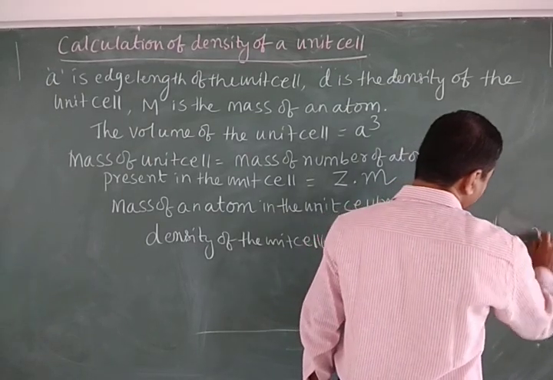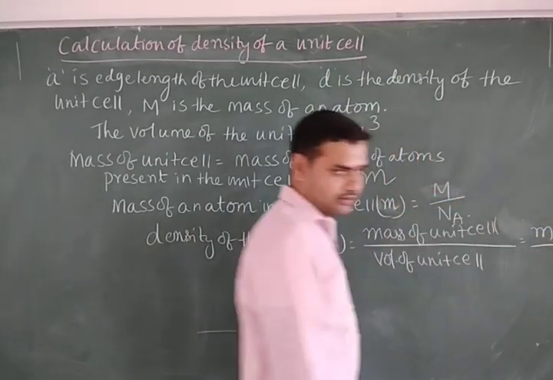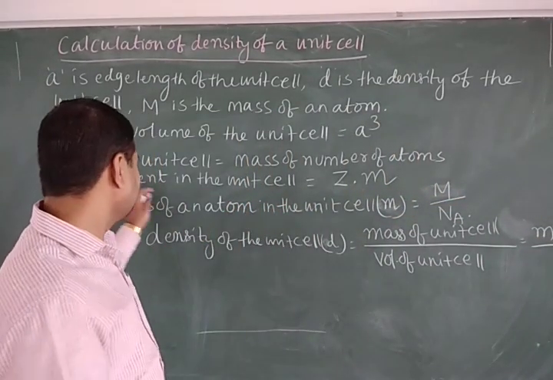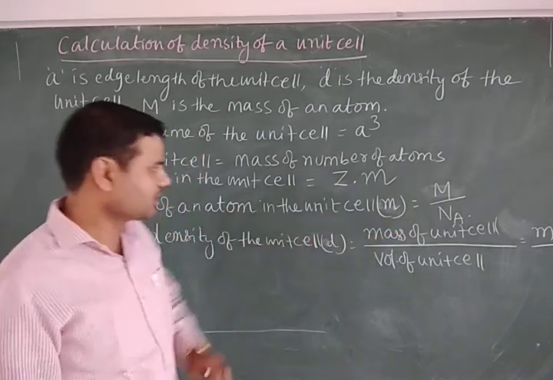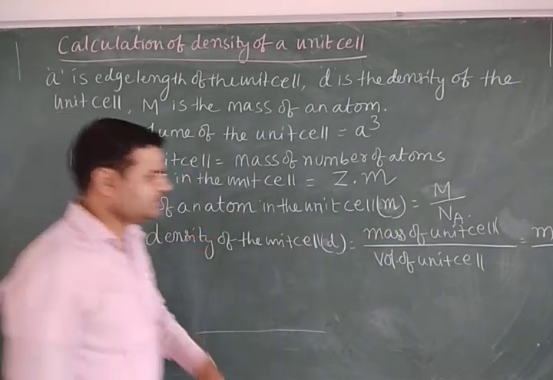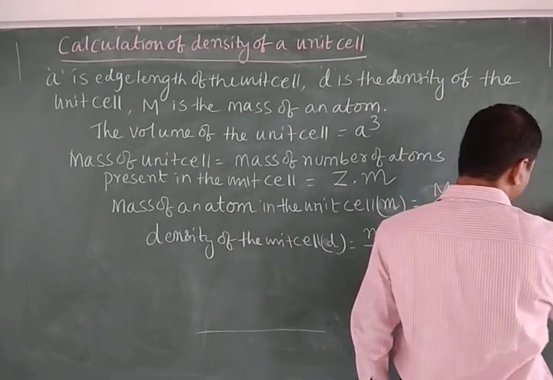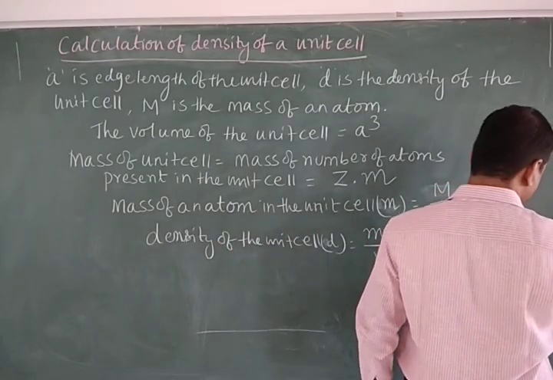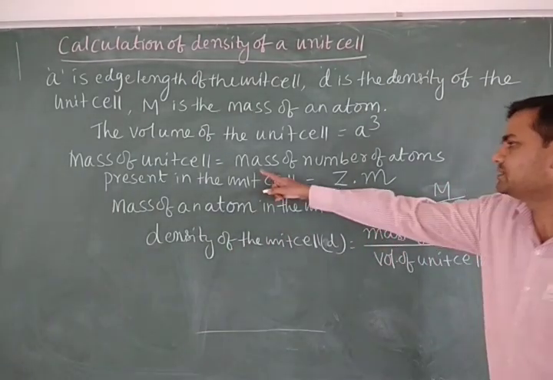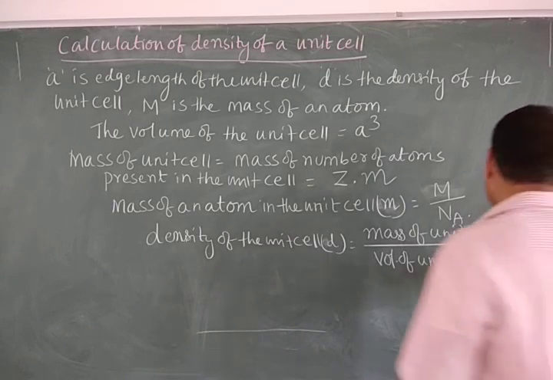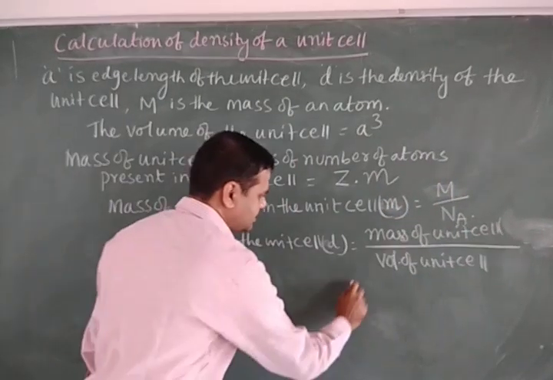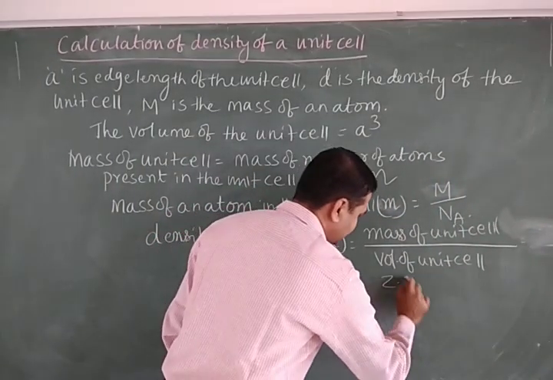Mass of unit cell is equal to small m. Because mass of the unit cell is calculated with the formula small m. Now, mass of the unit cell is equal to Z into m. Because we have taken here that mass of the unit cell is equal to Z into m. And what is the volume of the unit cell? Volume of the unit cell we are taking. So I can write here, mass of the unit cell is equal to Z into m.